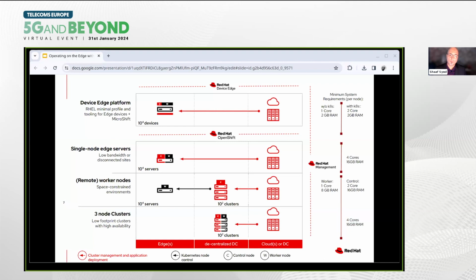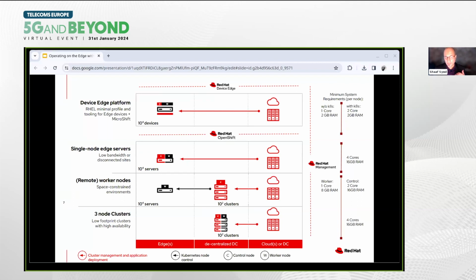The further we come in, we have the single node edge servers, with servers that have a little bit more memory and cores, and certain use cases with functions like vRAN could be supported, or maybe even remote worker nodes, which have more cores as well as memory. And then finally, into a more centralized structure where you could have your clouds and decentralized data centers, all of them together in a bigger setup. At that point, 3 node clusters would also do.